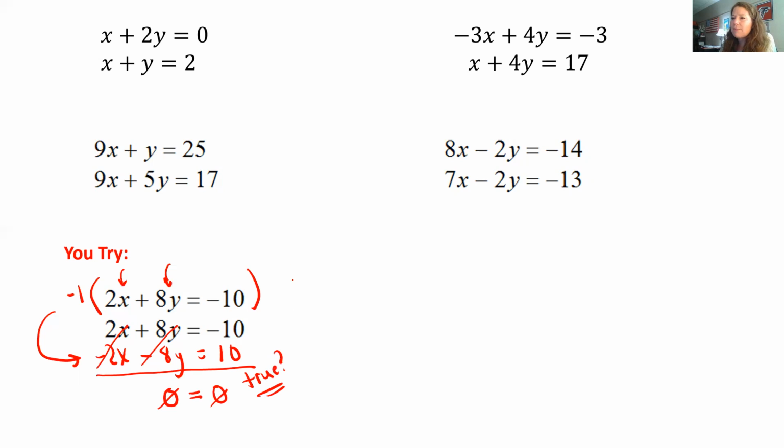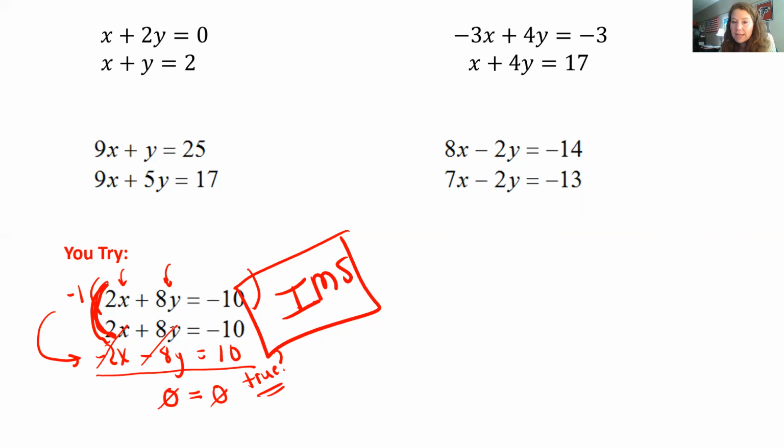So do you remember what happens when you end up with no variables, but a true statement? You get infinitely many solutions. That's what you get. Infinitely many solutions. So look, we could have just used our common sense to begin with. Those are the exact same equations. So it'd be two lines laying on top of each other, wouldn't it?